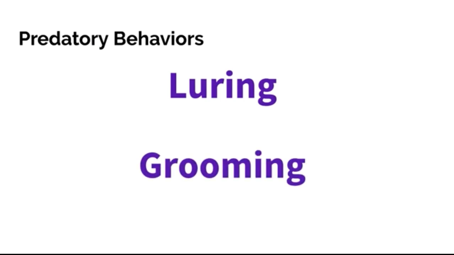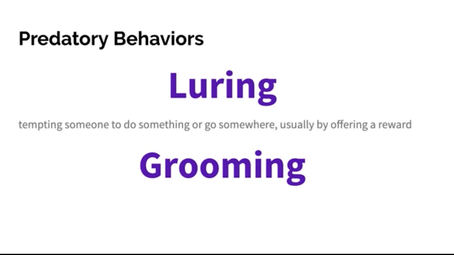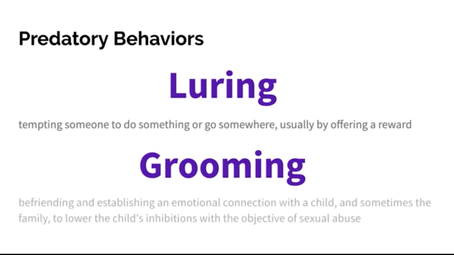Predatory behaviors. Two important predatory behaviors are luring and grooming. Luring is tempting someone to do something or go somewhere, usually by offering a reward. Grooming is befriending and establishing an emotional connection with the child, and sometimes the family, to lower the child's inhibitions with the objective of sexual abuse.